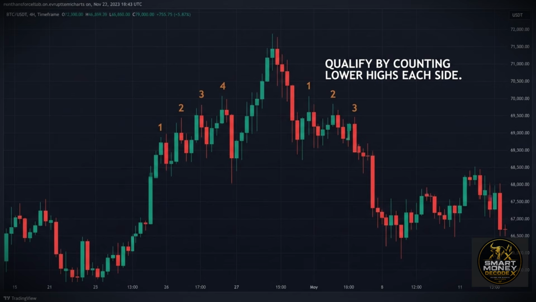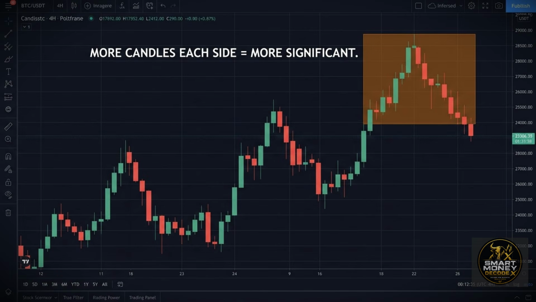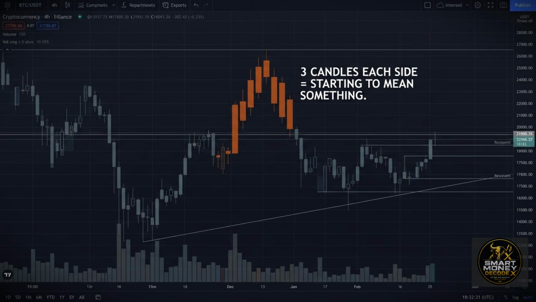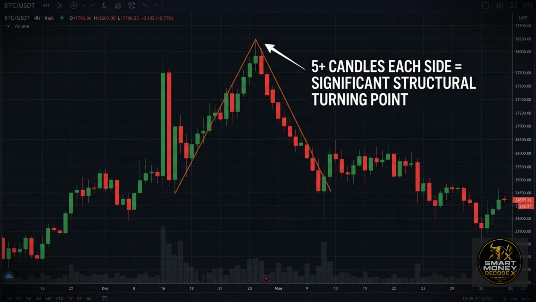The way to qualify a swing high is by the number of candles on each side that have a lower high. The more candles on each side with a lower high, the more significant the swing high. A swing high with one candle on each side is barely a swing at all. It is likely just noise within a range. A swing high with 3 candles on each side with lower highs is starting to mean something. A swing high with 5 or more candles on each side is a significant structural turning point.